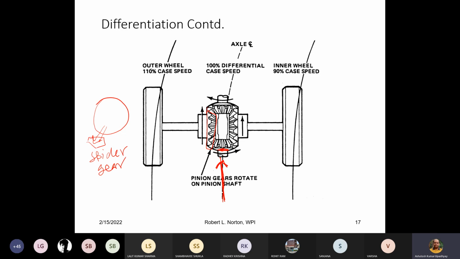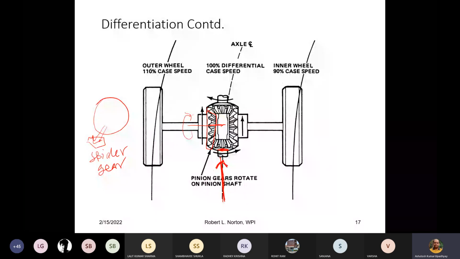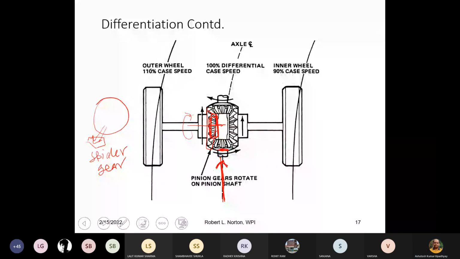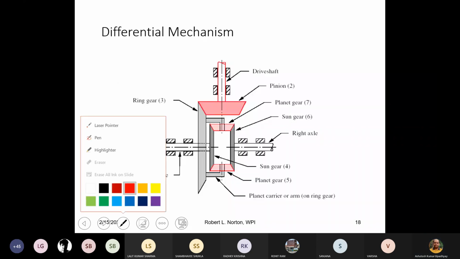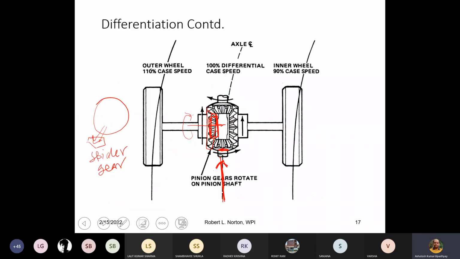So the spider gear will be attached to this shaft. This spider gear will keep on rotating along with this shaft. As your shaft is rotating, this spider gear will rotate. Apart from that, this spider gear is connected to one particular ring gear, this larger gear. So this ring gear can have the rotation as well.